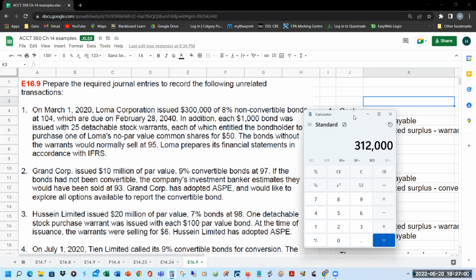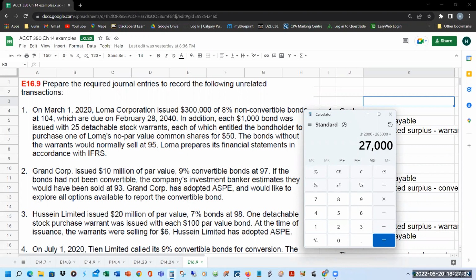Had the company issued the bonds without these warrants, they would only have sold for $285,000. So the difference, the extra $27,000, is the cash that the company received because it also gave the bondholders, each $1,000 bond came with 25 warrants, each of which allows the bondholder to buy one of the shares for $50.